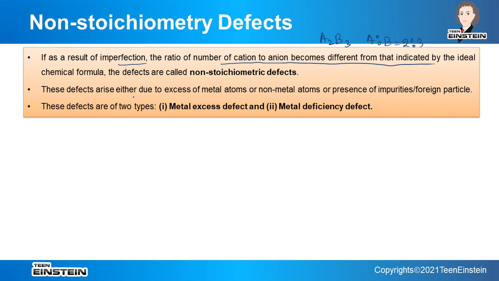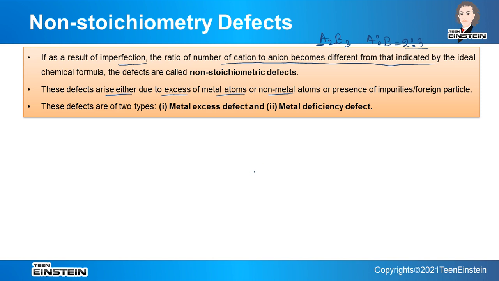These defects arise either due to excess of metal atoms. Suppose A is metal, B is non-metal. If A is in excess, the stoichiometry will be disturbed. It may also be that B is in excess, then also stoichiometry is disturbed, and there may be presence of impurity or foreign particles also. Mainly it is because of two types, metal excess defect and metal deficiency defect.